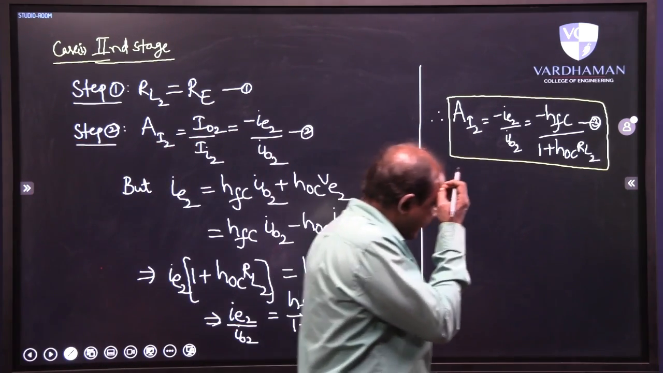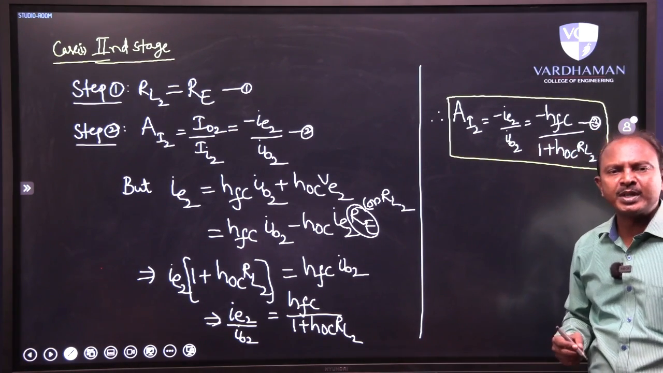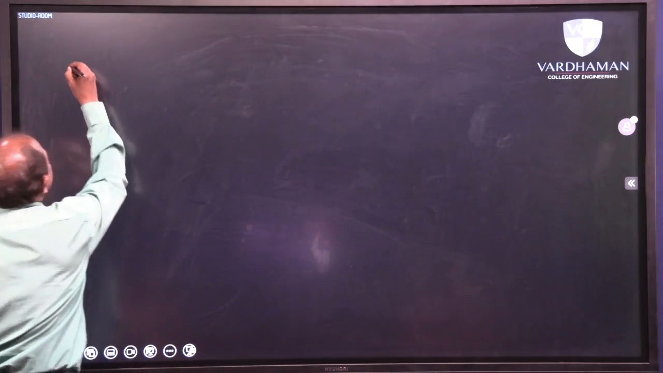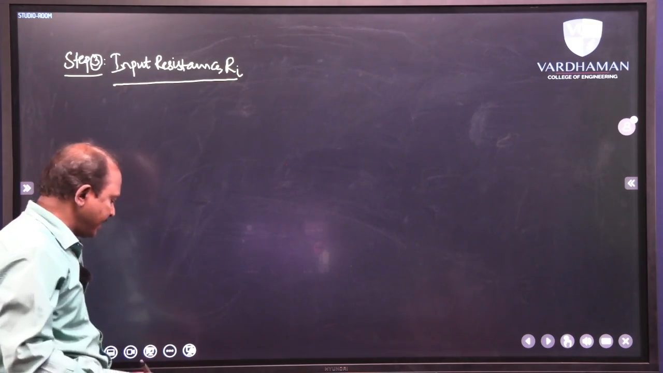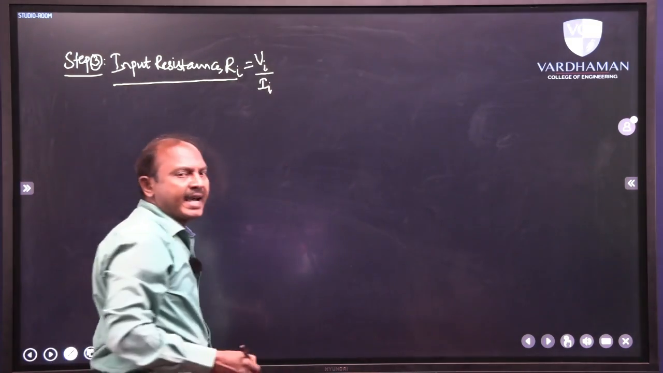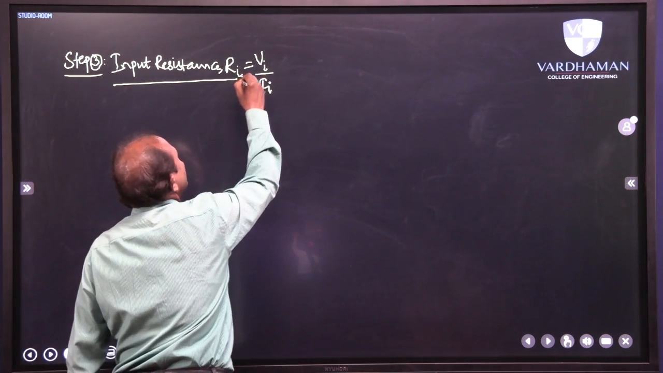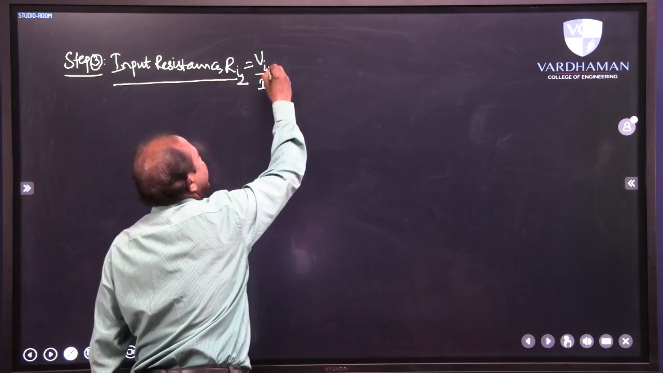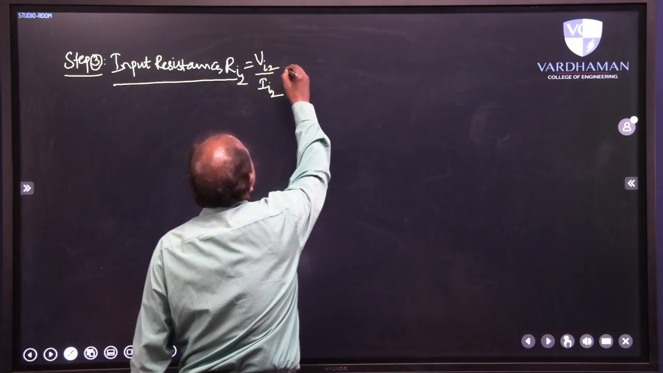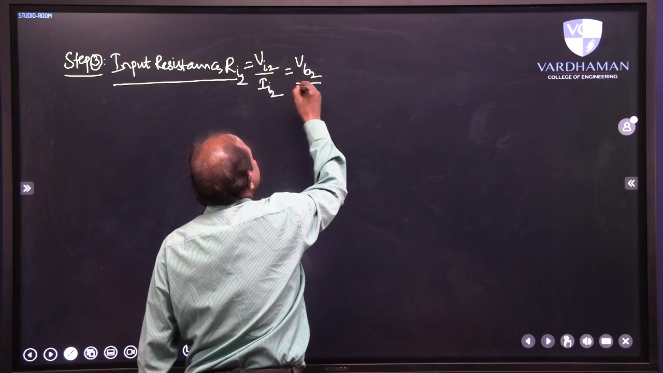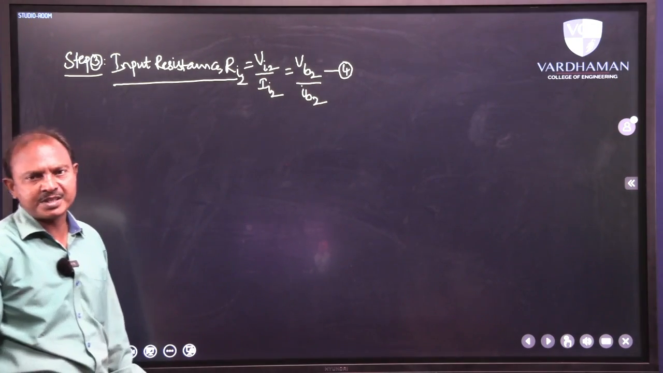Then, after estimating current gain, we are in a position to estimate the input resistance of the amplifier. Step 3: the formula for input resistance in any amplifier is Vi by Ii. As we are analyzing the second stage of the amplifier here, I will use the suffix Ri2 for this. So I will write it as Vi2 by Ii2. In a common collector amplifier, Vi2 means VB2 and Ii2 means IB2. For this, we need to obtain an equation.